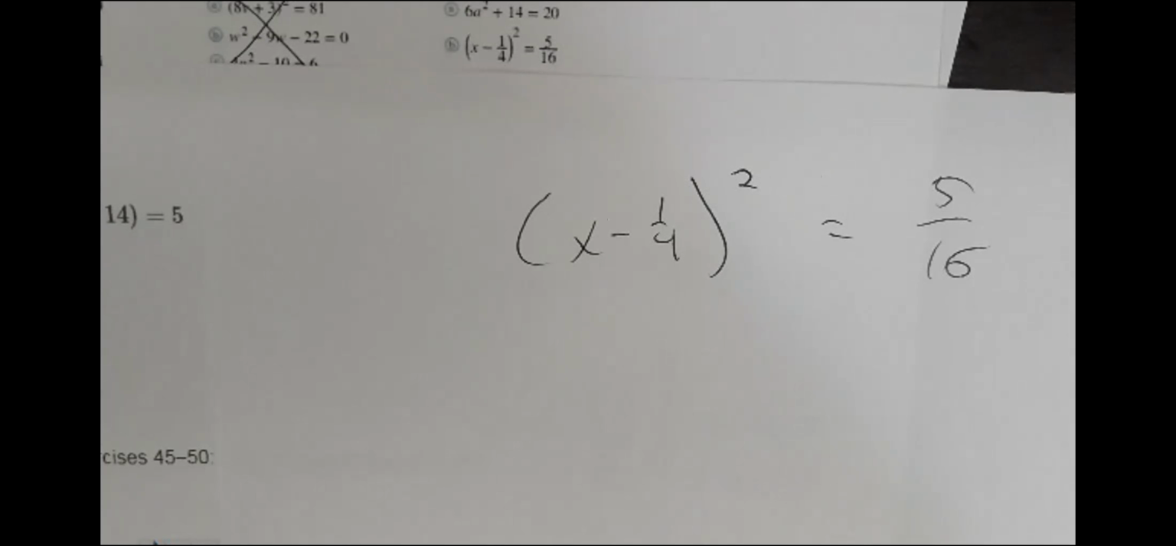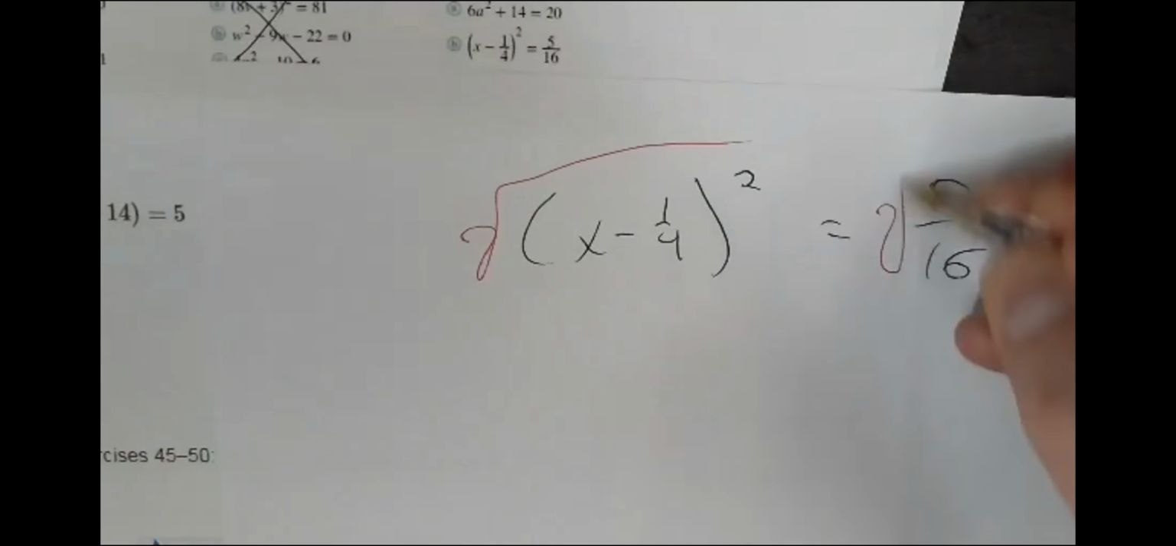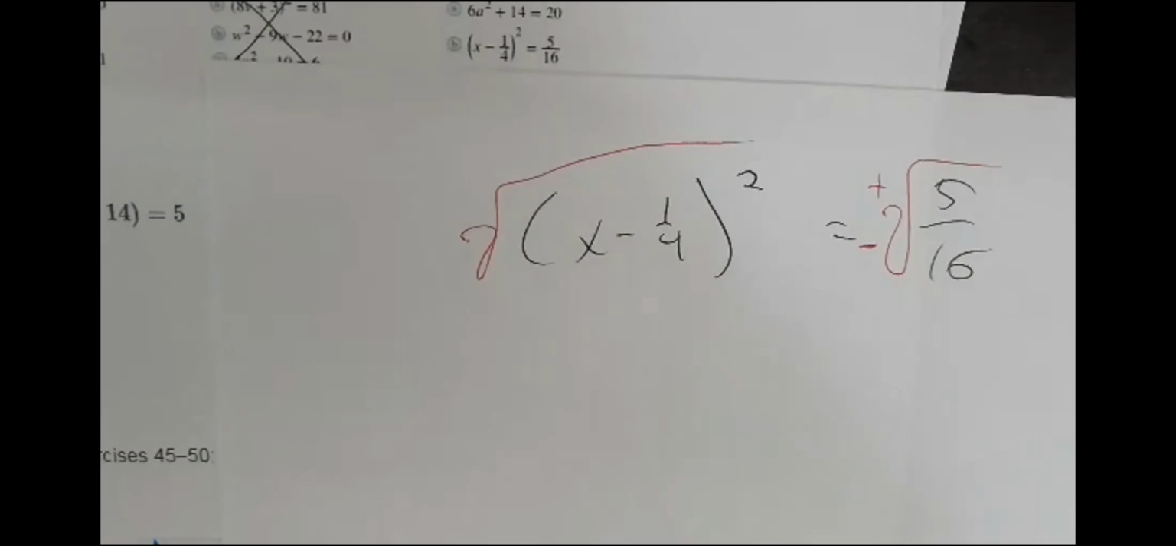What is this set up for? It's like right there. What should I do? Square root. Square root property, I have to do plus or minus. So this is probably not the prettiest thing, but there it is. We can clean this up a little bit.